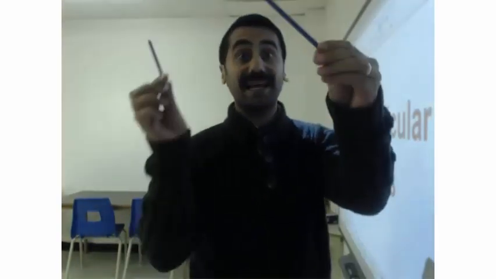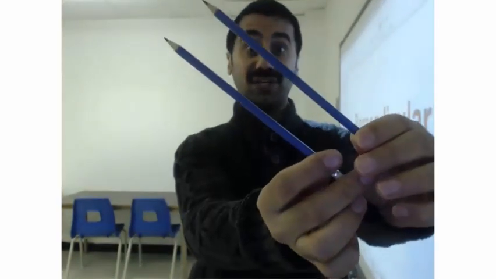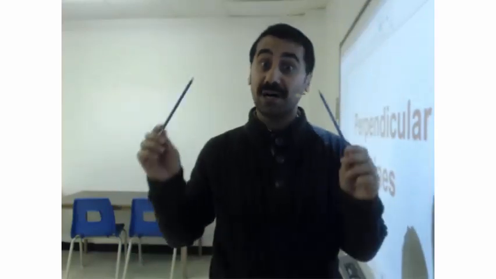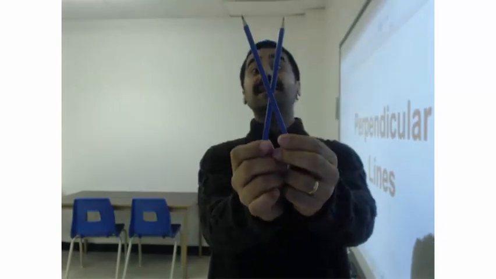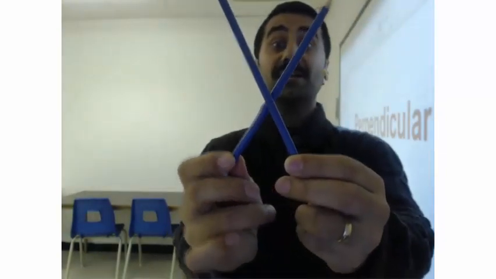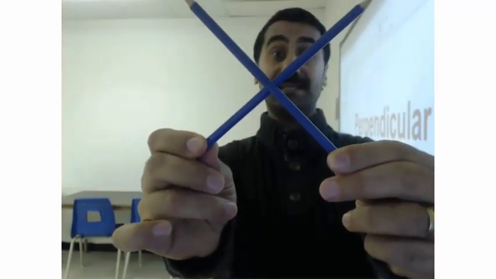What makes two lines perpendicular? Remember the parallel lines? They will never meet each other, right? Perpendicular lines are opposite. They are supposed to cross each other, but not any line that crosses each other. The ones that cross each other at 90 degrees.